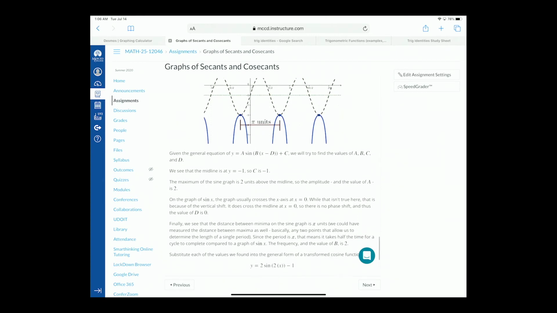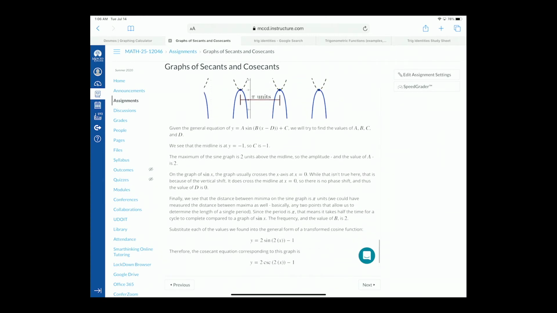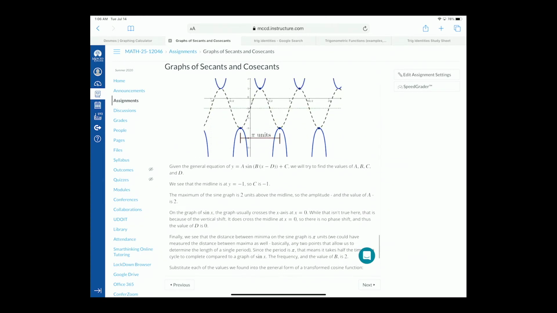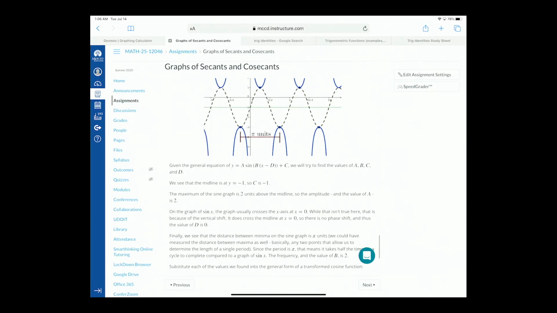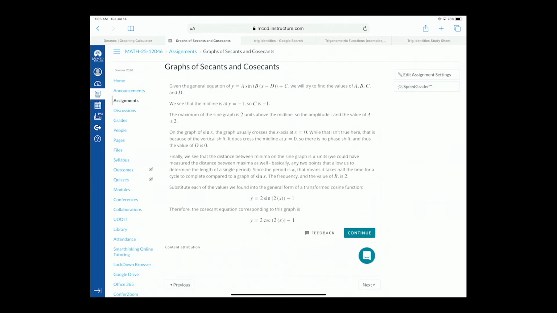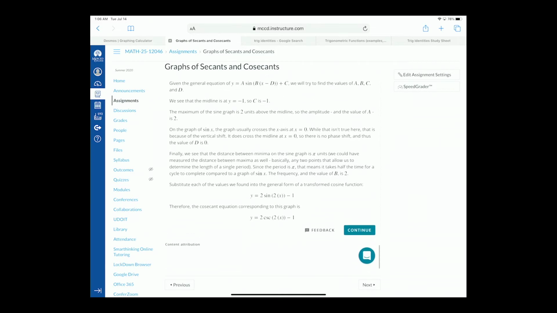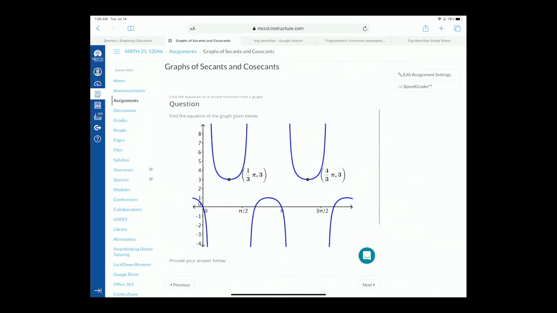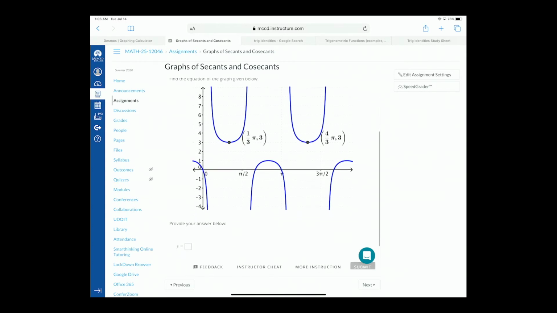Yeah, pi, okay. We see the midline is at C is -1. Given the general equation, so there is no phase shift. Okay, yeah, they are just flat out cheating on these.